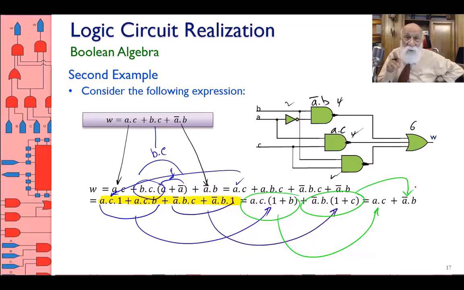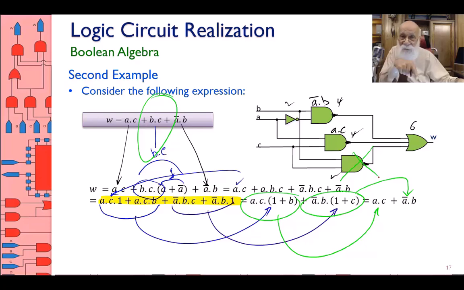I have reduced my original description, A and C, or B and C, or A bar B. I have reduced it to AC or with A bar B. What it means is this term wasn't even needed. The BC term wasn't even needed, so there is no point in having this gate here. Okay? What it means is 4 transistors for realization of this gate, that's if we do NAND gate, plus 2 transistors for the output, I don't even need those.